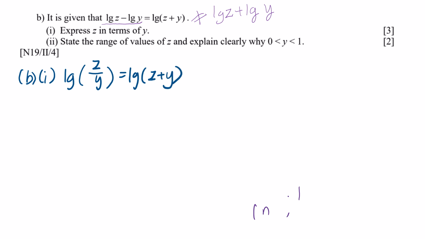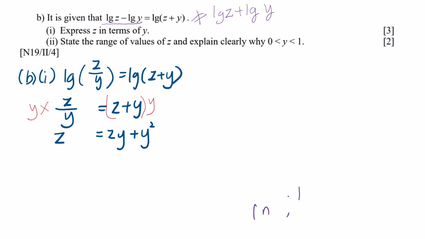And now we have log on both sides. We can just get rid of it to get z over y equals z plus y. Going to multiply y on both sides of the equation. So that will give you z on the left, zy plus y squared on the right. And we're going to make z the subject.